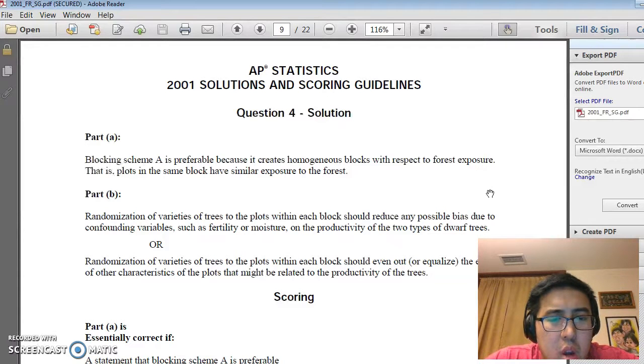Such as fertility or moisture or productivity of the two types of dwarf trees. Okay, so they just had different variables, but I think that should be okay. Or randomization of variety of trees to the plots within each block should even out or equalize the effect of other characteristics of the plots that might be related to the productivity of the trees.